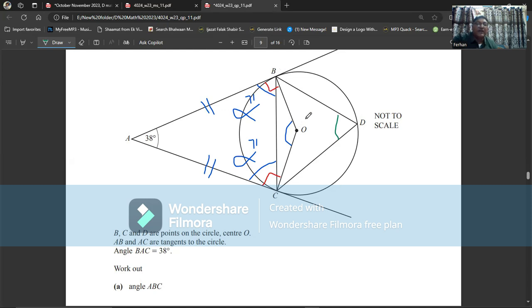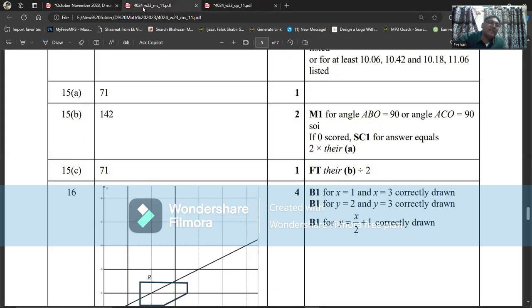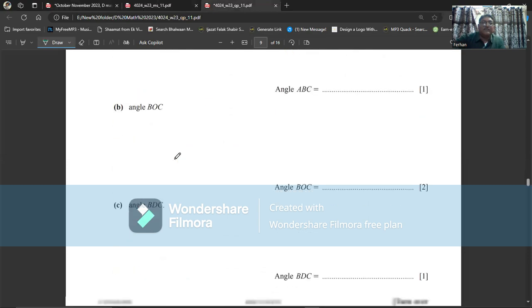You see B and C came to the center, and the B and C came to the circumference. The angle at the center is 2 times the angle at the circumference. So the BDC will be equal to 1 by 2 of the BOC. Reason is the angle at the center is 2 times the angle at the circumference. So the BDC will be equal to 1 by 2 of 142, and the BDC will be equal to 71 degrees. Let me check. Yeah, 71 is the right answer.